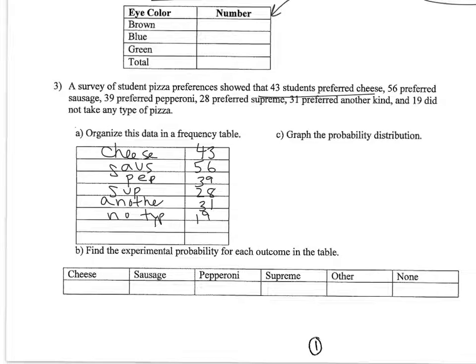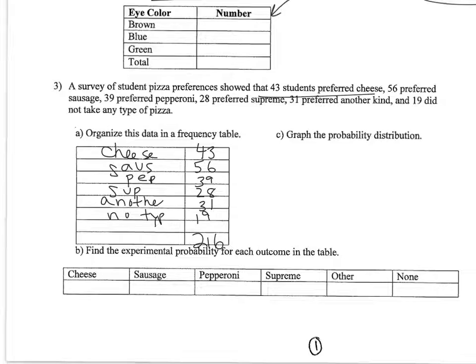So let's see if I got them all. So I got cheese, 43, 56, 39, 28, 31, 19. Okay. So I know I'm going to want to add this up if I want to find the probability distribution. So I'm going to add up 43 plus 56 plus 39 plus 28 plus 31 plus 19. So 216 people we're talking about is total.